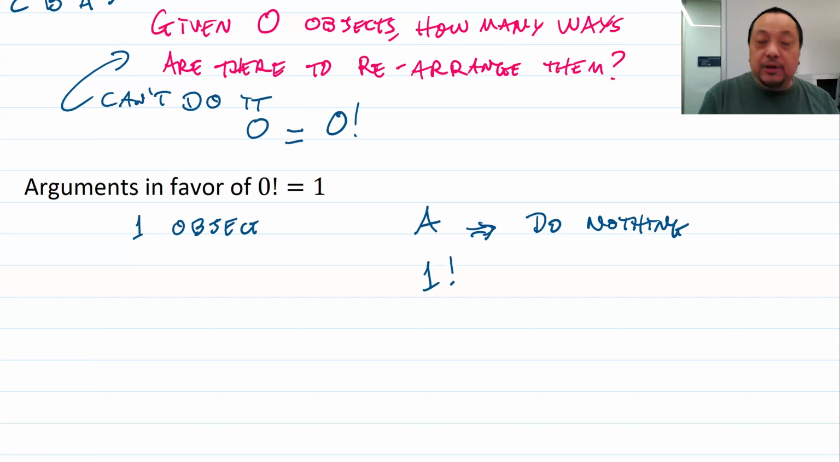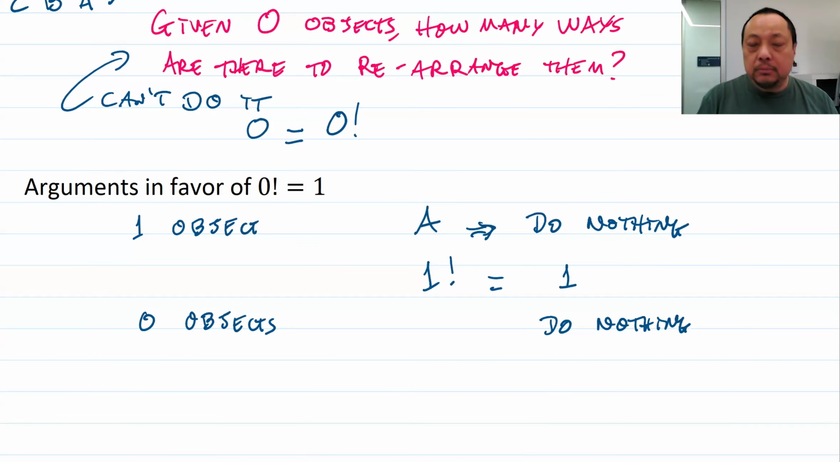On the other hand, the formula says the answer is 1 factorial, and 1 factorial is equal to 1. So in the case of 1 object, we count doing nothing as 1 way. What happens if we go down to 0 objects now? What can you do? Also do nothing. And doing nothing, we counted it as 1. So 0 factorial is equal to 1. Same example of giving 0 objects and trying to rearrange them. You could argue that 0 factorial should be 0, or you could argue that 0 factorial should be equal to 1. So far, we're kind of even.